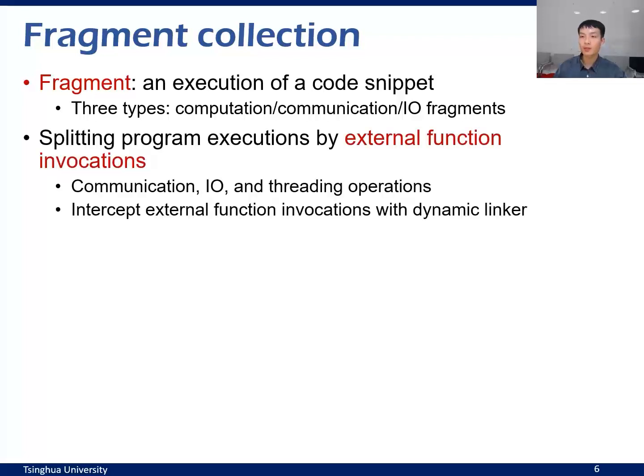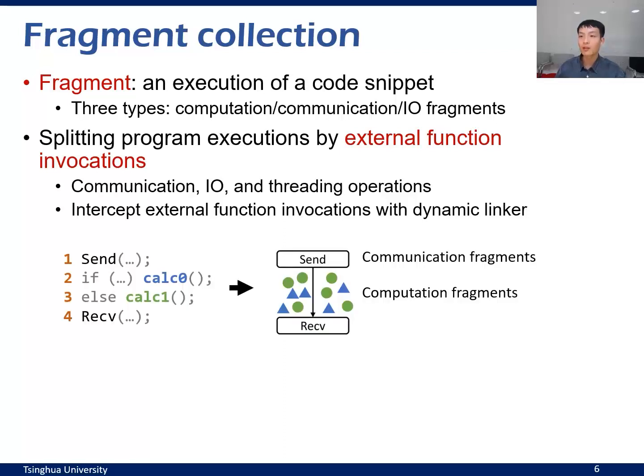Vapro splits a program execution by external function calls. For example, communications such as MPI send and receive, I/O operations such as read and write, and threading operations are all external functions. Vapro intercepts external functions with the dynamic linker at runtime. For example, the left code snippet has two communication operations, send and receive, and there are two different computations among them. Vapro will get two sets of communication fragments and one set of computation fragments for this snippet.